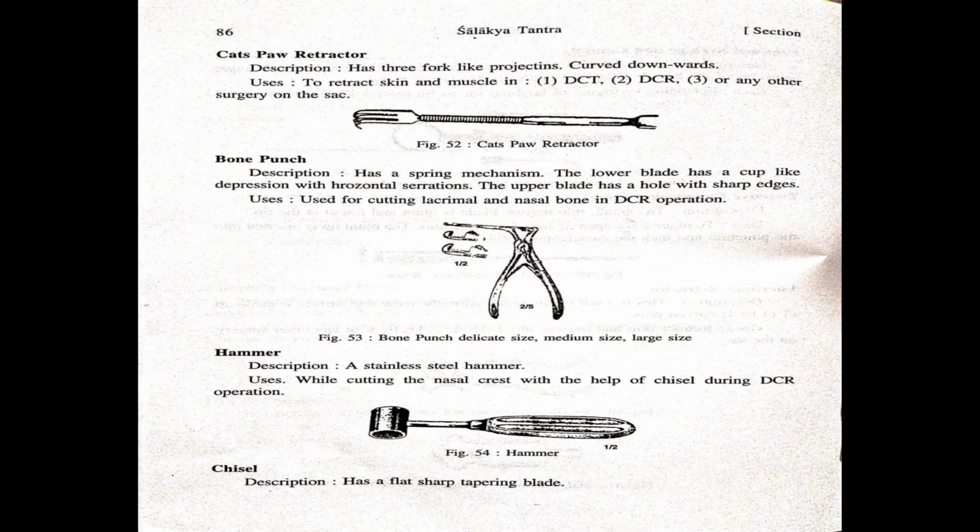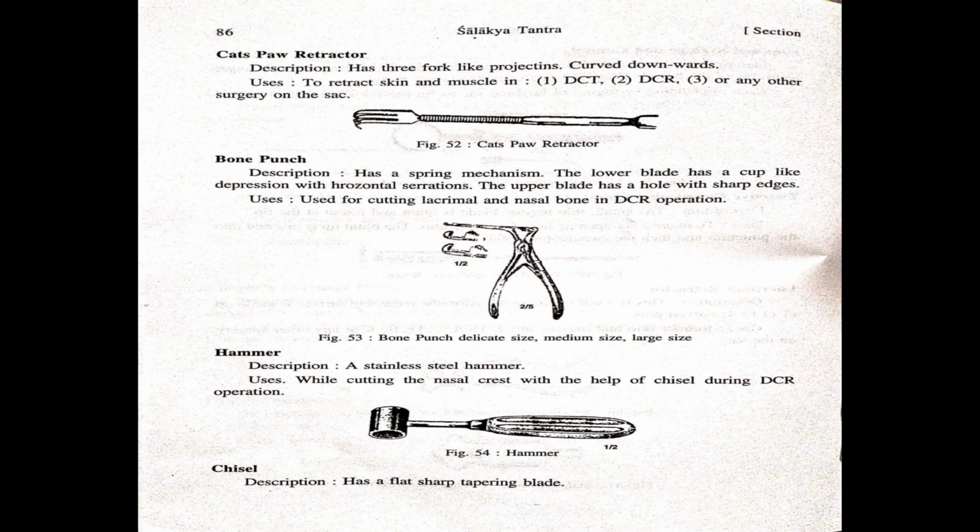Cat's paw retractor. Description: has 3 fork-like projections curved downwards. Uses: to retract skin and muscle in 1. DCT, 2. DCR, 3. or any other surgery on the sac. Figure 52, cat's paw retractor.